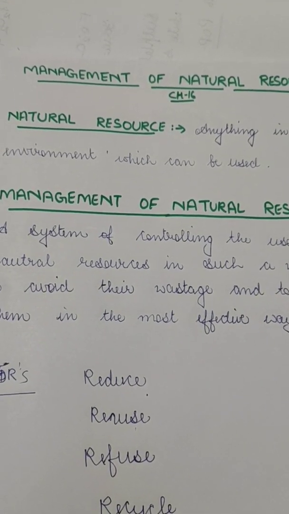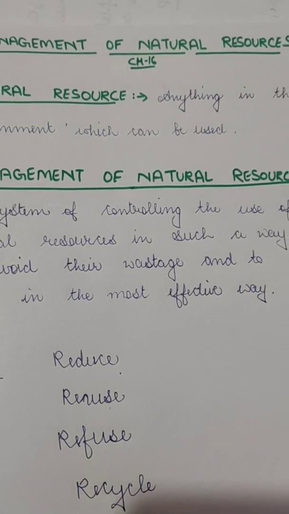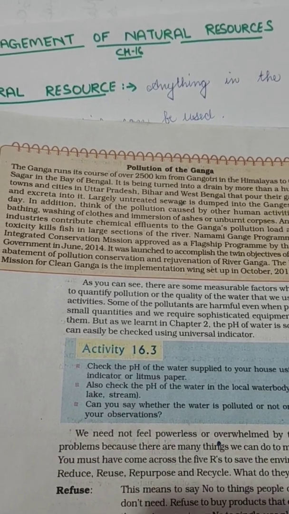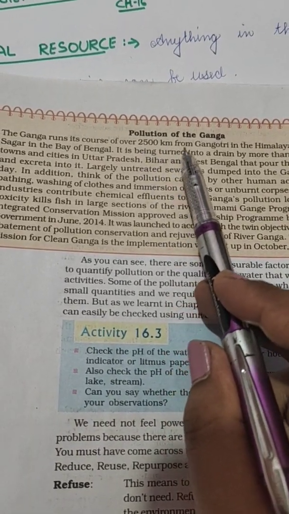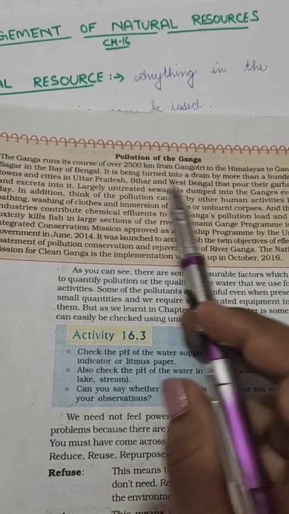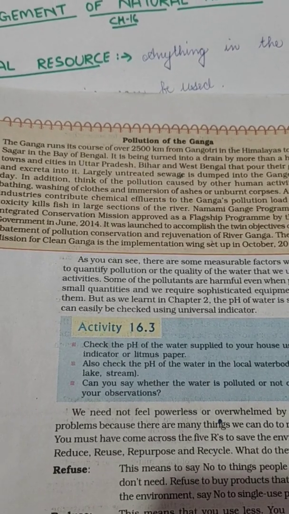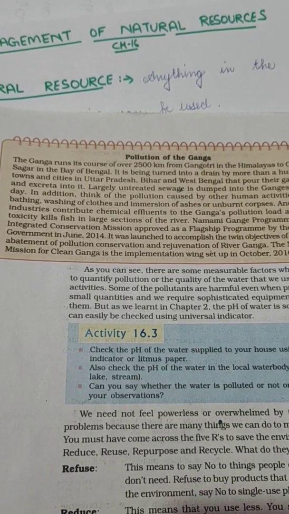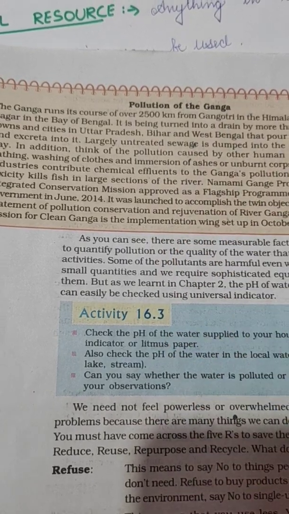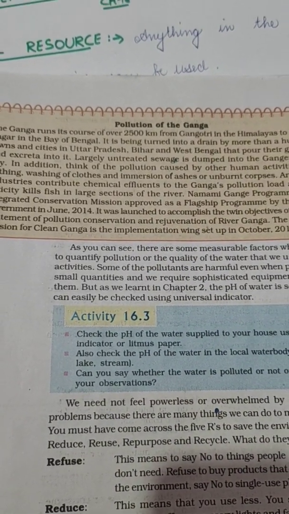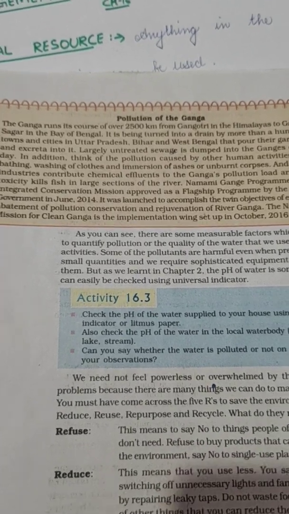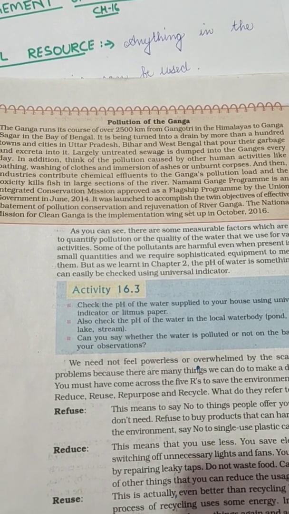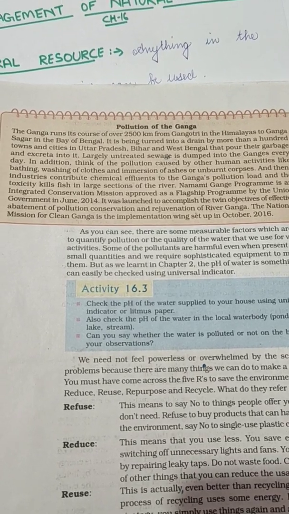Coming to water, let us start with the topic of pollution of the Ganga. In your NCERT book, you can make an assignment on the Ganga river also. This river runs over 100 kilometers, from Gangotri in the Himalayas to the Bay of Bengal. This is a sacred river and people worship it a lot, but on its long journey, all the drains from the houses and industries are dumped into the river, and cities like Kanpur in Uttar Pradesh, and places in Bihar and West Bengal, pour their garbage and excreta into the river.